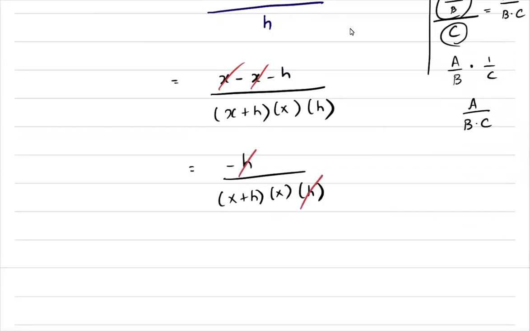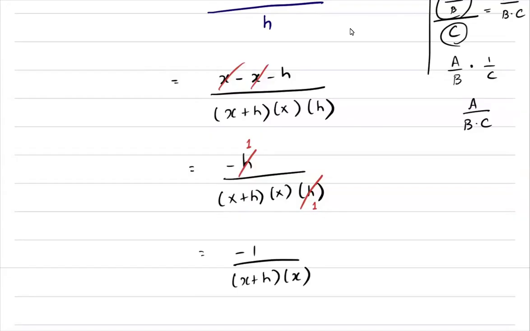Now what happens in the numerator? H divided by h is 1. So it's cancelled, but we don't usually write that 1 as the factor remaining, but you have to know that there is a 1. So when there is nothing else, you know that there is a 1 there. So your final answer will be negative 1 over x plus h times x.